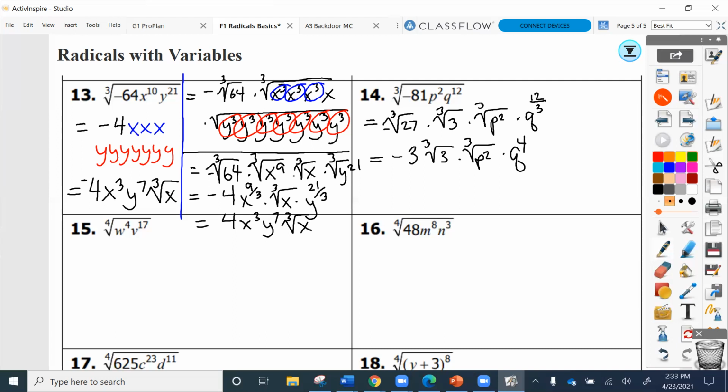So anything that's left under the radical sign in your final answer is going to be under the radical sign, and anything that's not is just going to be multiplied by itself. So we've got the 3 and the q to the 4th outside the radical, and we've got the 3 and the p squared inside the radical. Let's do a couple more examples.